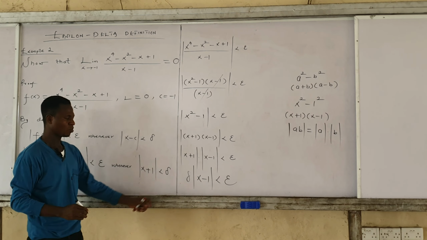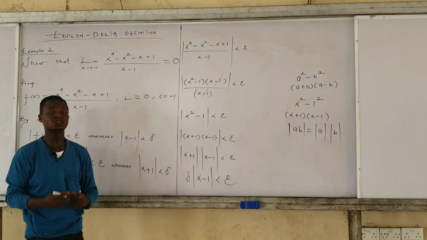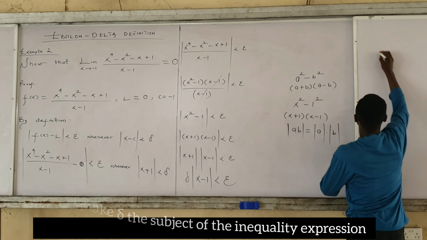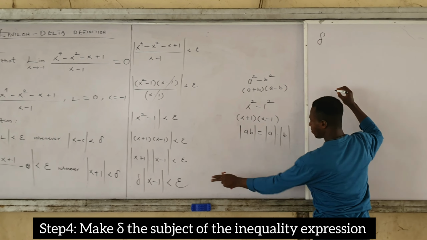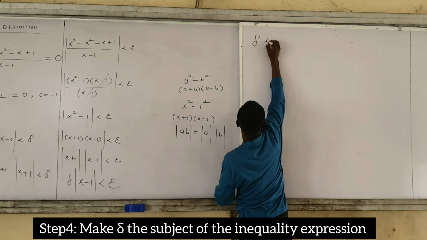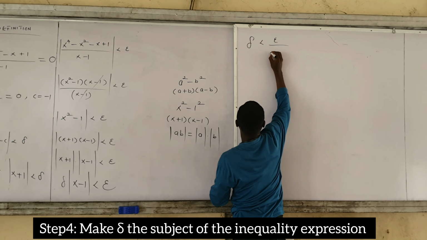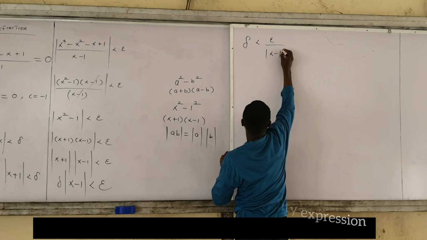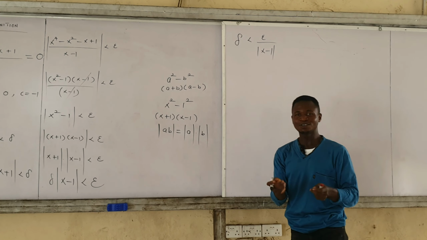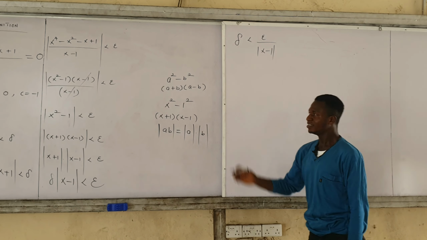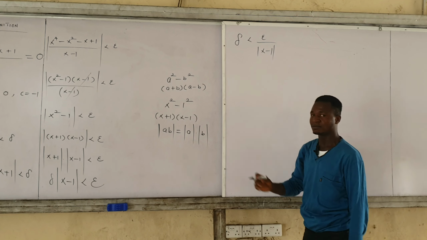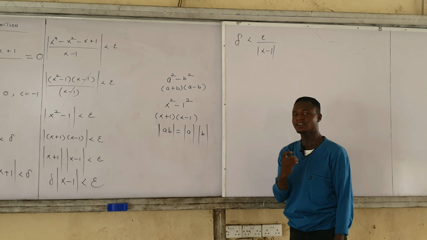This is it now. So at this introduction of our delta, we are going to make delta the subject of this inequality. So from this now, when we divide both sides by the absolute value of x minus 1, we have that delta is less than epsilon all over the absolute value of x minus 1. So this is what we are having now. Given this value, we have gotten delta. But this delta value, which is less than epsilon all over x minus 1, is not exactly correct. It is an incomplete proof.